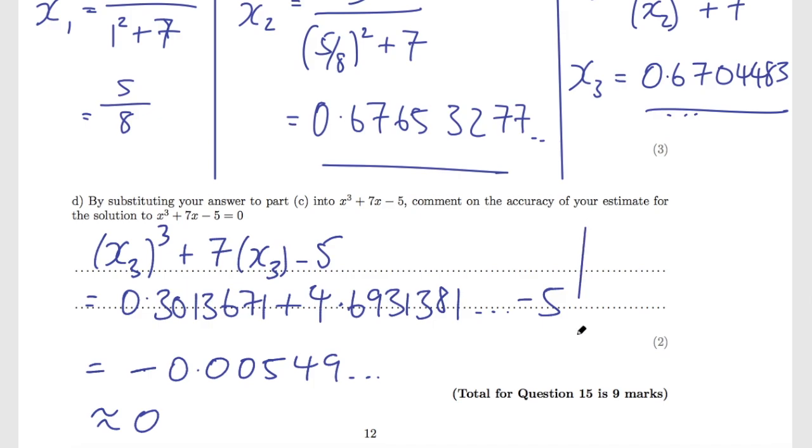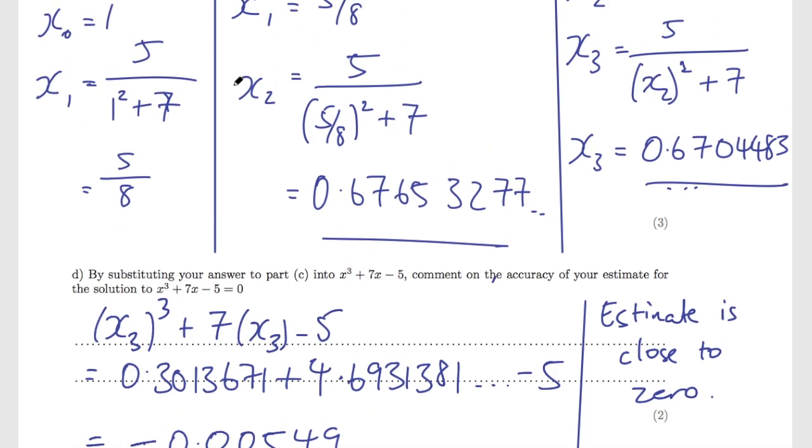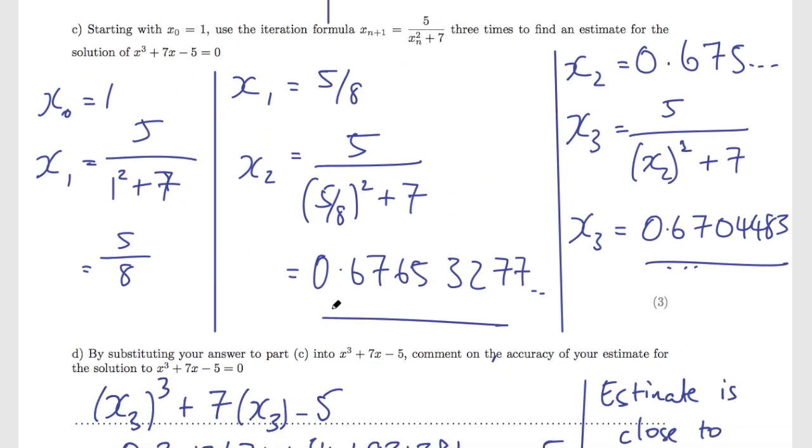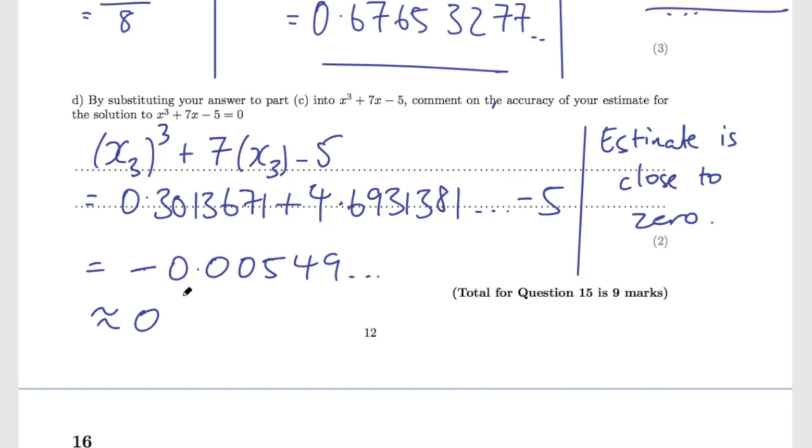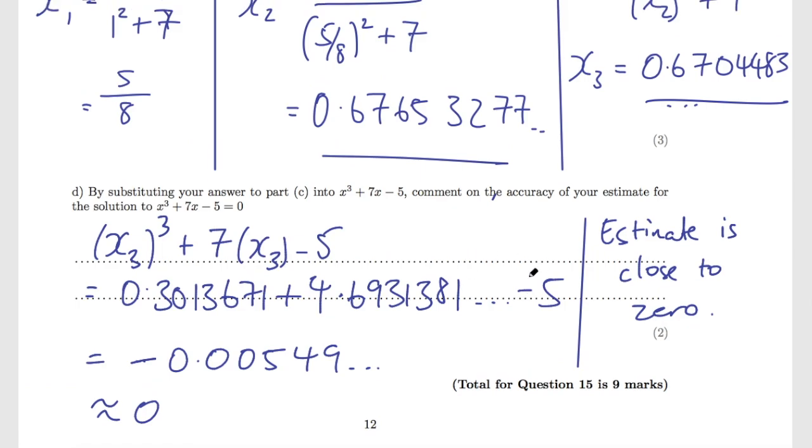So the estimate is close to 0. And depending on how accurate you've been in this stage, you might get a better estimate than this. But that's generally all you need to do for 2 marks for that question.